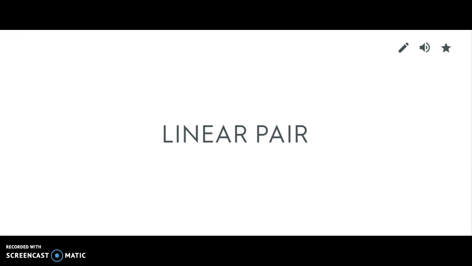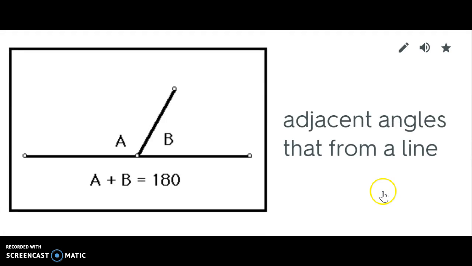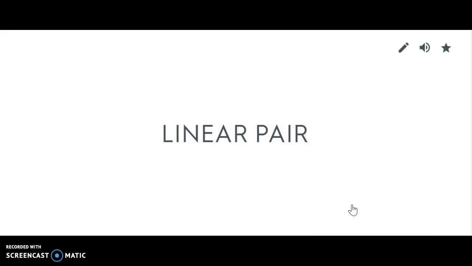The next type of angle pair we have is a linear pair. And a linear pair is kind of what it sounds like. Linear is another word for line. So a linear pair are adjacent angles that form a line. So angle A and B are adjacent angles. They're next to each other, and they form the straight line that is 180. So a linear pair is adjacent angles that form a line.